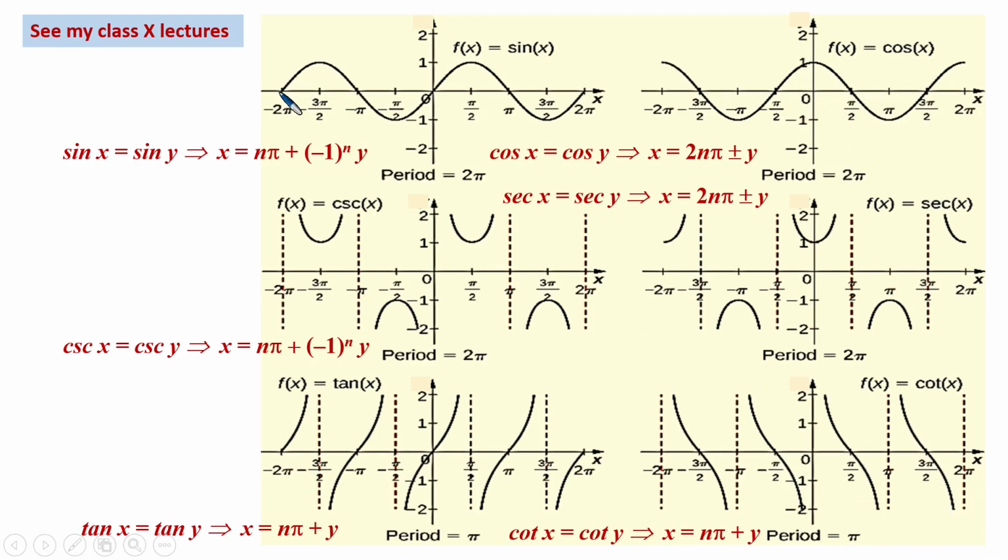So here the interesting thing is that the period, that is one cycle, is 2 pi, and similarly for the cos function it is 2 pi. Here also you see this and this are separated by 2 pi.